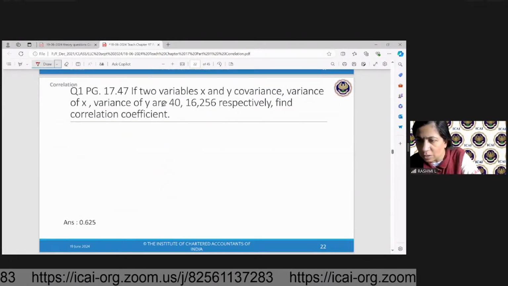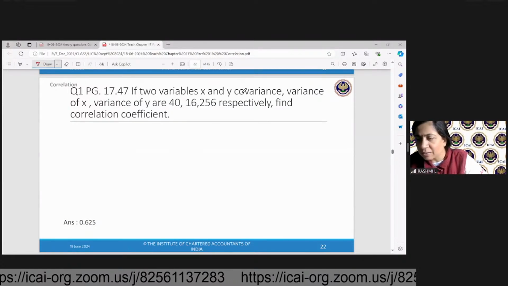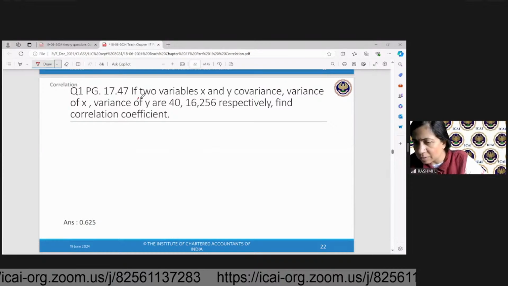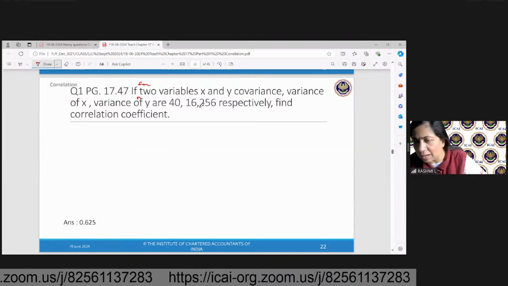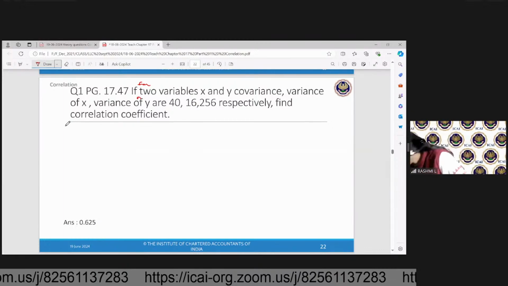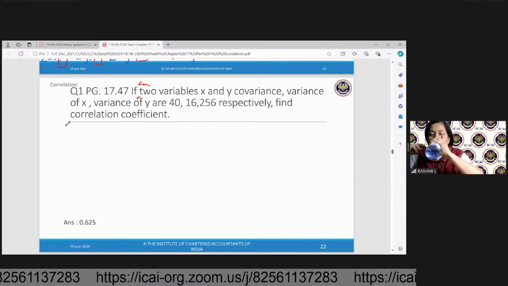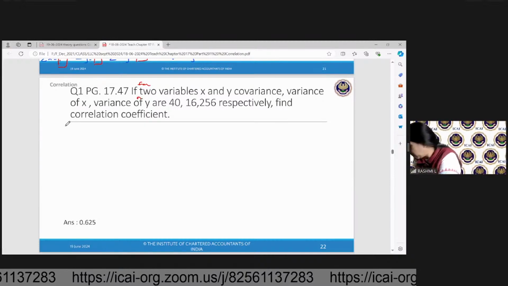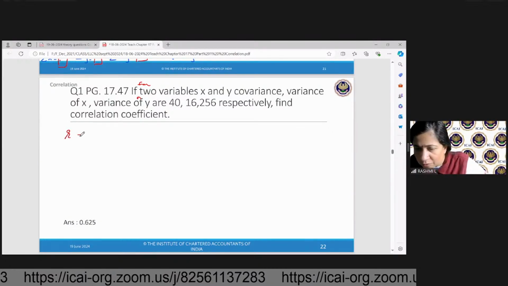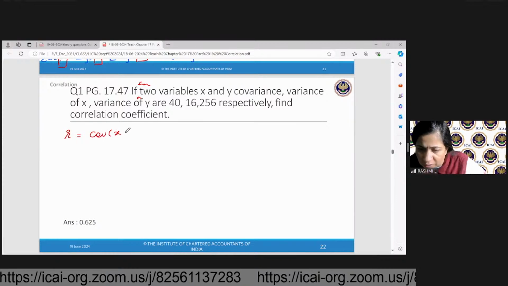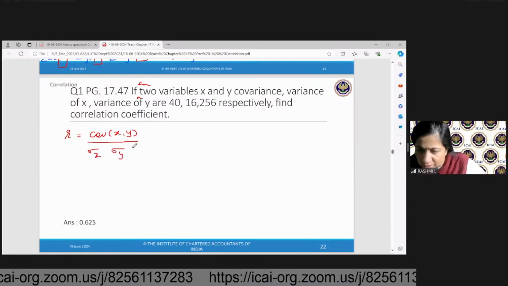Now let us go to the other types of sums that you may be asked. If for two variables x and y, covariance, variance of x and variance of y are this much, find the correlation coefficient. Okay. What is the formula for r? R is covariance xy upon sigma x, sigma y.